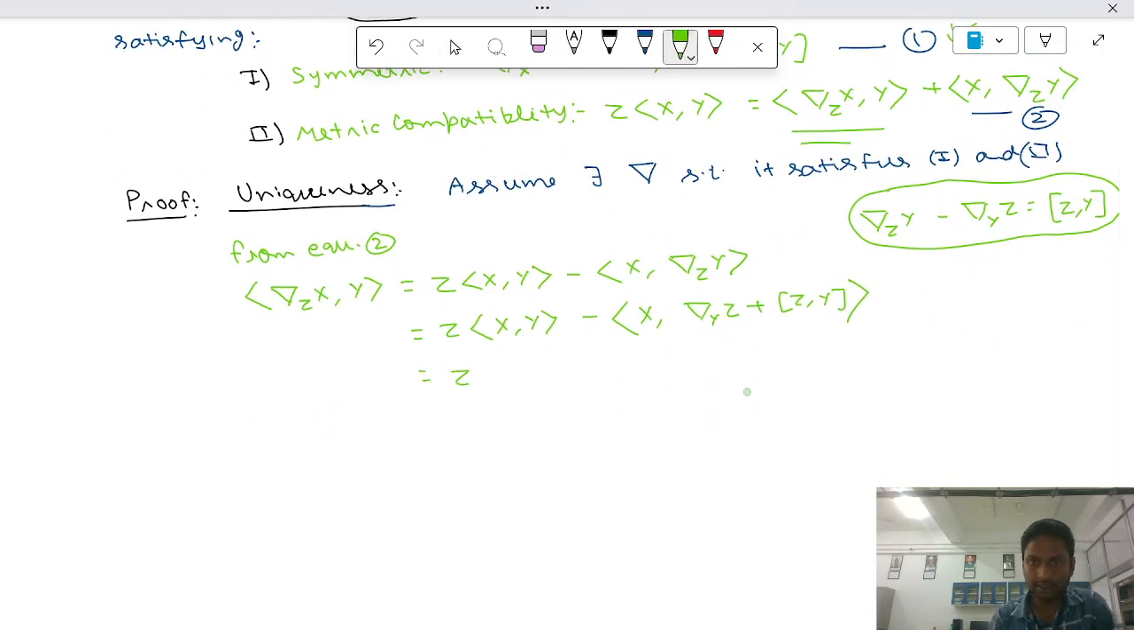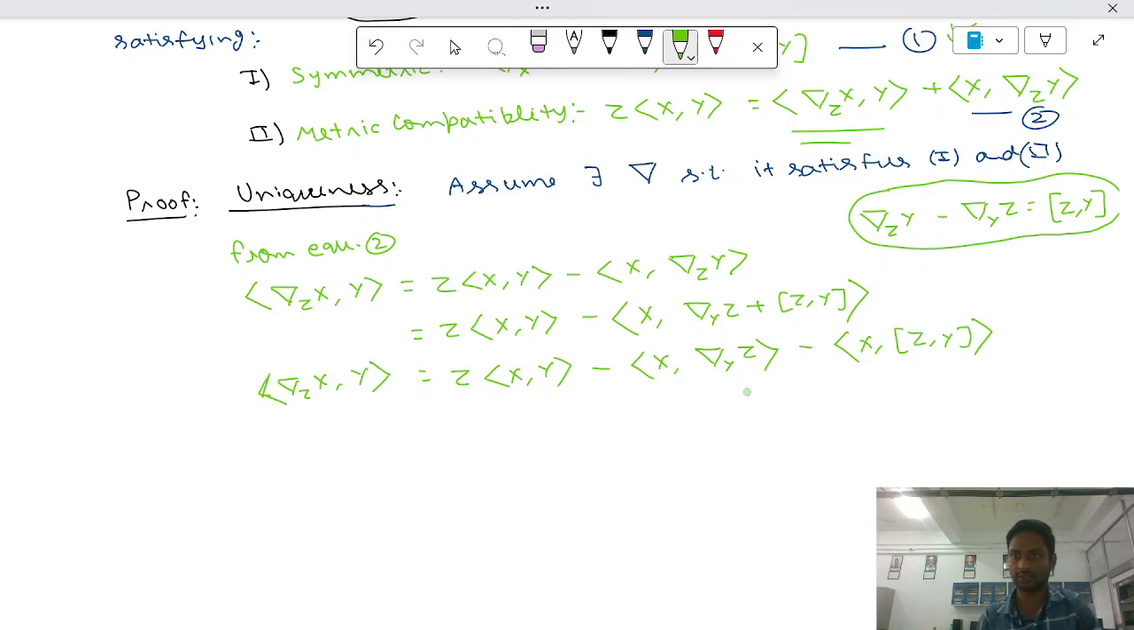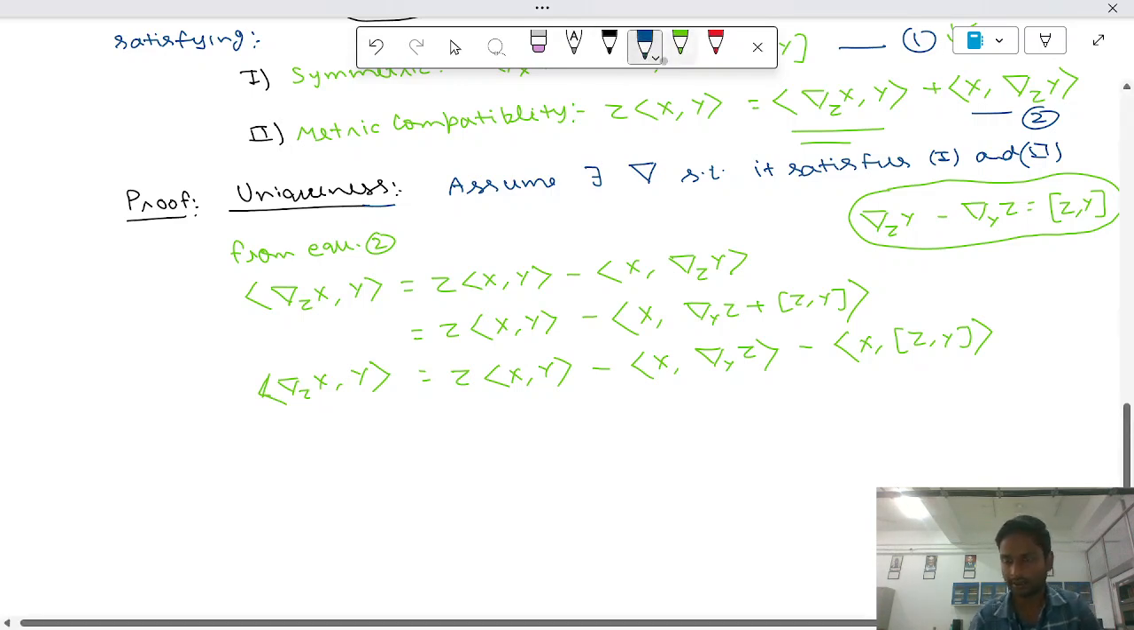Now the Riemannian metric is ultimately an inner product, so it satisfies the properties of the inner product. You can break this inner product down, and after breaking it down, you will get one inner product with nabla_y z and one inner product with your Lie bracket. Okay, so this is the value that we got for the inner product of nabla_z x comma y. Let's call this your third equation.